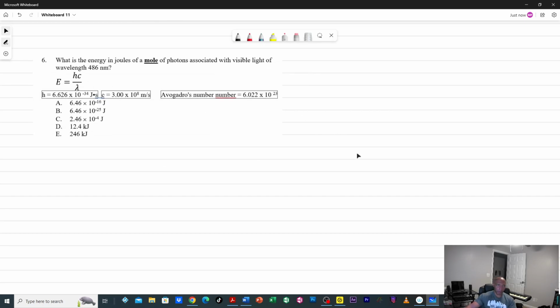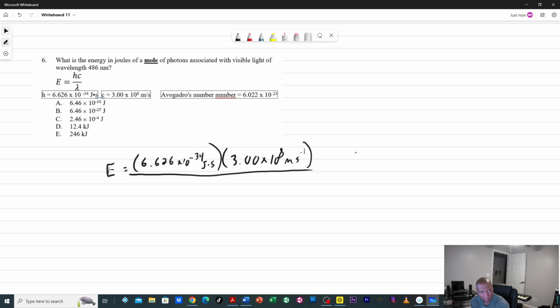Okay, so what we have right here. Now again, I'm going to go ahead and find the energy. This should be no problem finding the energy associated with 1 photon. 6.626 times 10 to the negative 34 joules times seconds. That's Planck's constant, that's my h. Then I'm going to put the speed of light, 3.00 times 10 to the 8 meters per second, divided by the wavelength, which is now 486 nanometers. You do need to convert that to meters.